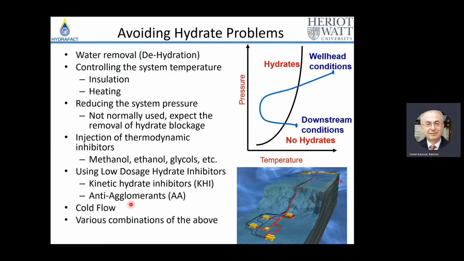We can also use various combinations of the above. For example, we can use some inhibitor like methanol plus some KHI. You might have salt in the system and use some glycol. We can have the system under inhibitor and use cold flow. So there are various options to combine them together.